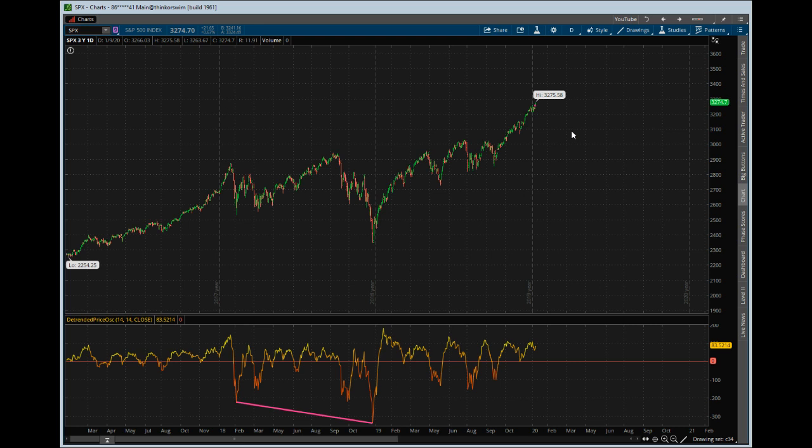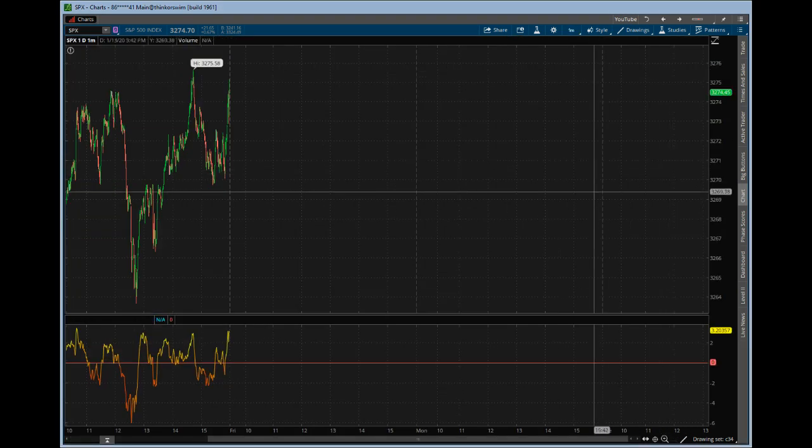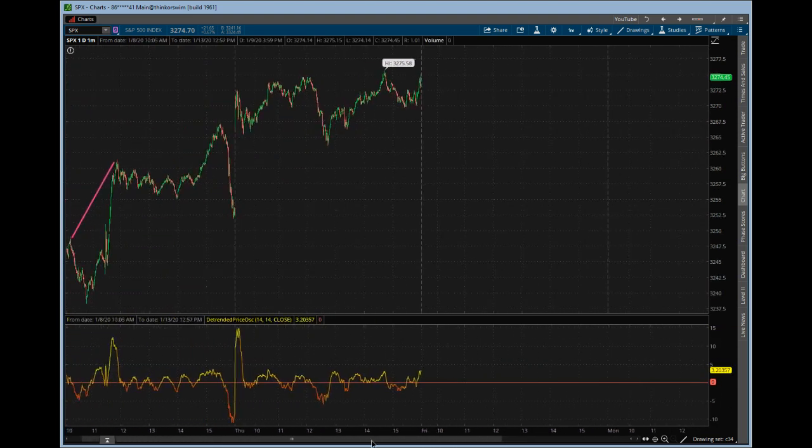So how can we use that with our day trading? Well, go to the smaller time frames. So let's take a look. Let's go to the 1 day 1 minute on the SPX, and you can actually look for some pretty interesting divergences here.